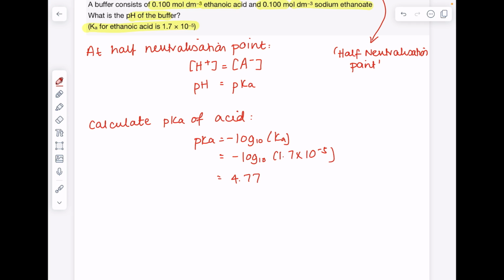Building on everything we've learnt previously, we said that because pH equals pKa, we know that the pH is therefore 4.77. Remember, these three dots mean because, and these three dots mean therefore.